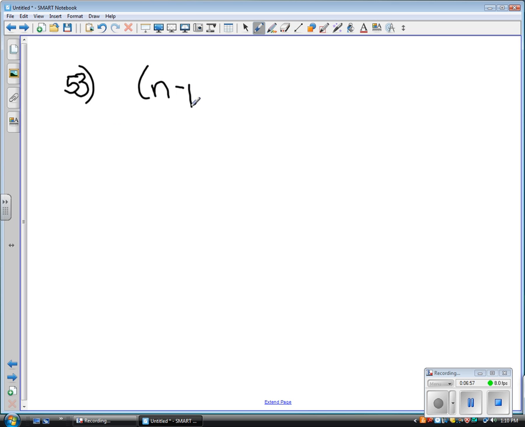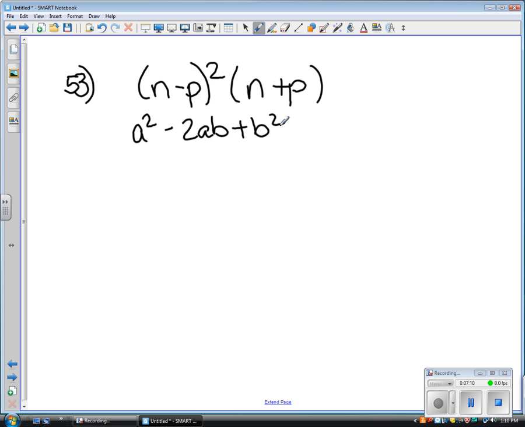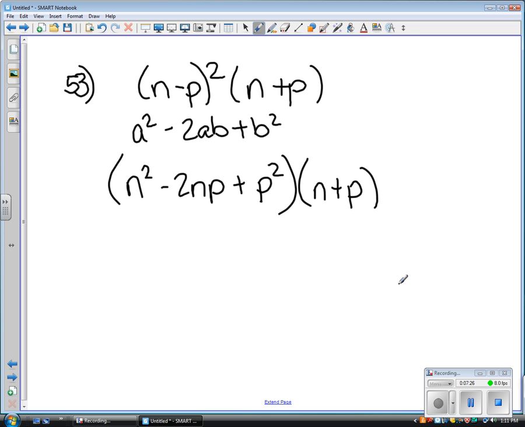53 said n minus p squared times n plus p. Well, we're going to do this one first. We know my equation is a squared minus 2ab plus b squared. So at this point then I'm going to have n squared minus 2np plus p squared, correct? Off the first one. And now I'm going to do what I just did. I'm going to distribute everything. So n squared times n is n cubed plus what? N squared p.